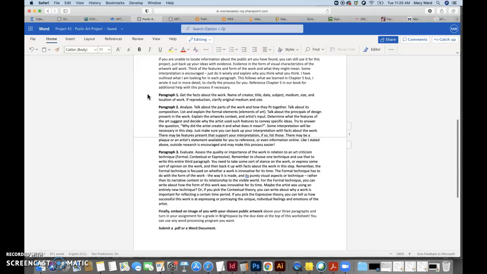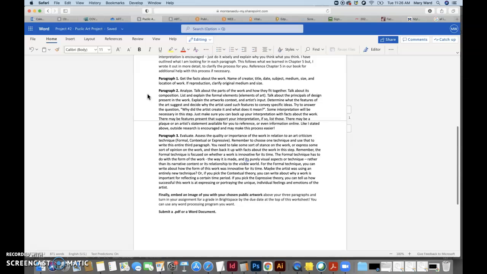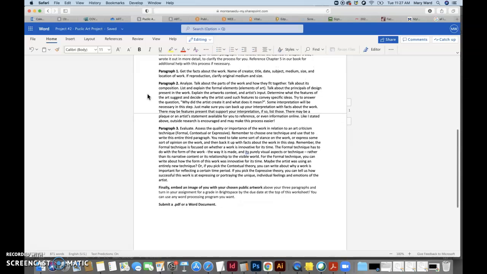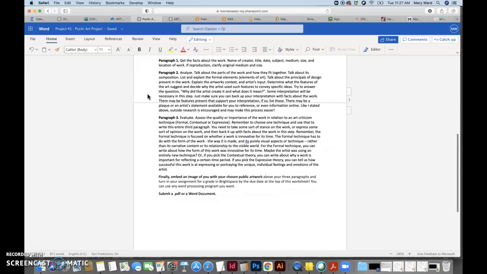You just have to back up your ideas with evidence. Evidence will most likely take the form of visual characteristics of the artwork. Think of the features and the form of the work and what they might mean. Some interpretation is encouraged. Just do it wisely and explain why you think what you think. I have outlined what I'm looking for in each paragraph, and it kind of follows what we learned in chapter 5, but I wrote it out in a little bit more detail to clarify the process for you. So definitely reference chapter 5 for help with this.